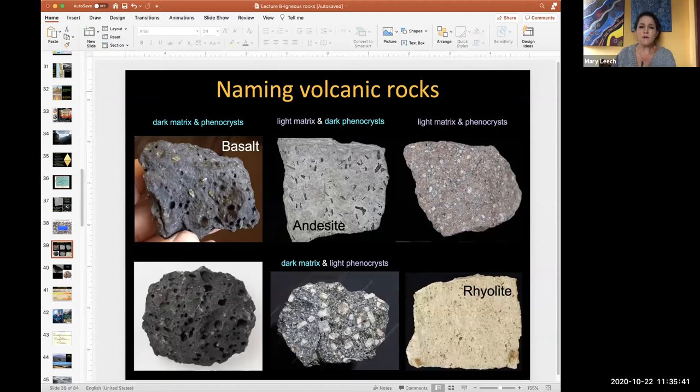Okay, so as far as naming volcanic rocks goes, here's what I want you to use. This is your guide, these are your guidelines. Here are a couple of rhyolites over here. And I should have probably put mafic and felsic on here, but you can write it in your notes. These two are both rhyolites.